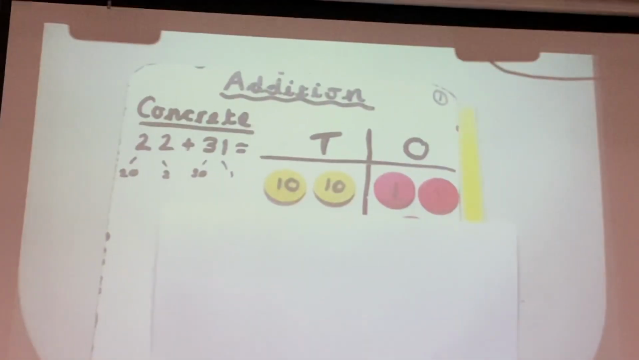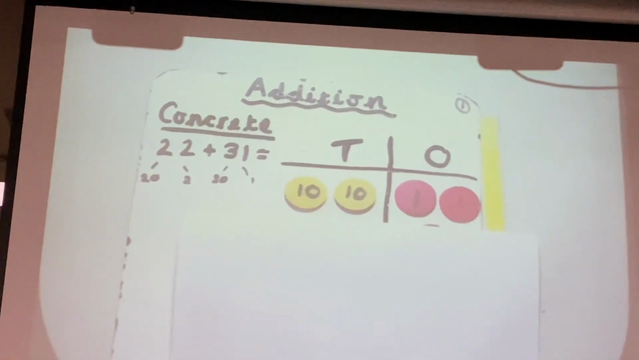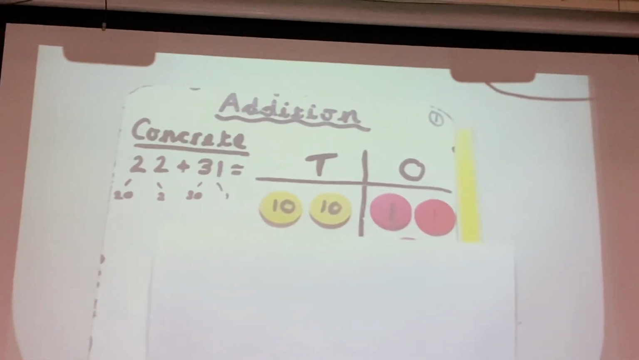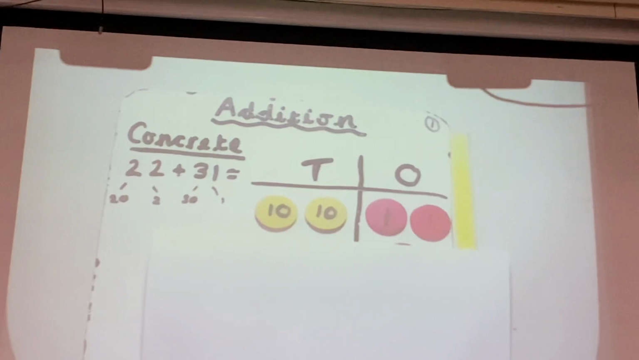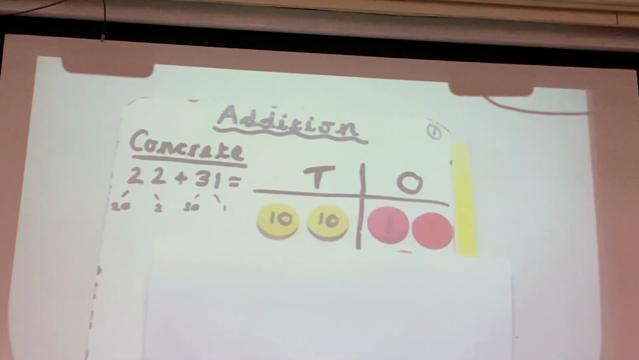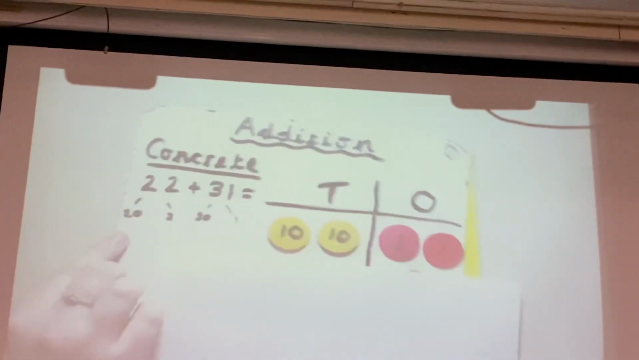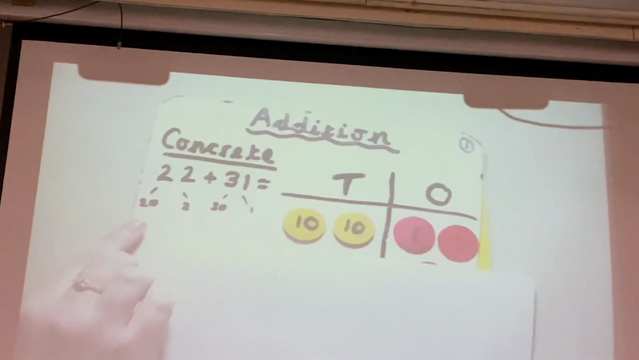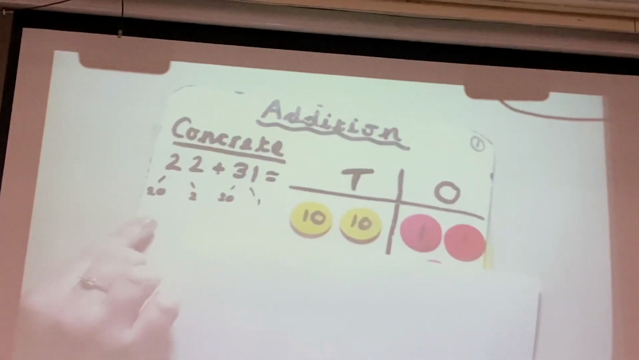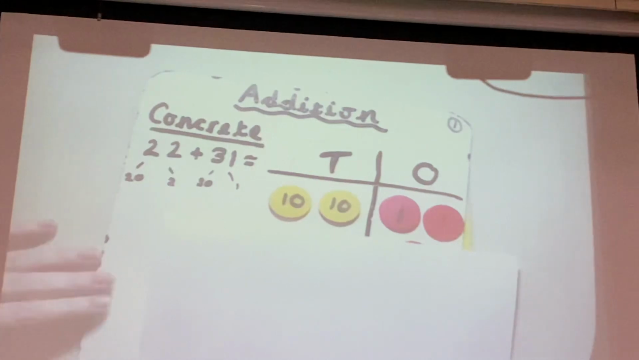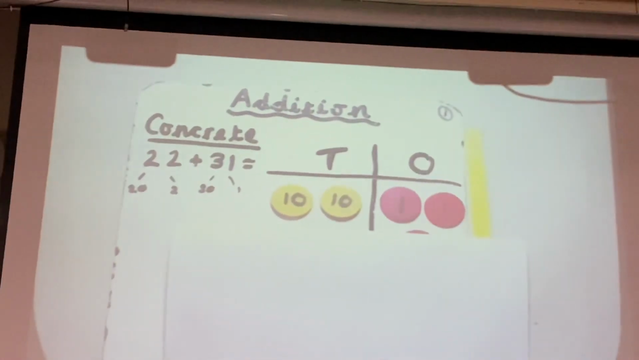Let us start with concrete addition in year 2. I've started with the 2-digit plus 2-digit number. At the beginning of year 2, we focus quite heavily on place value, so they have an understanding of what 2-digit numbers are made up of. So I just put a little example here of 22, which breaks down as 20 and 2, and 31, 30 add 1. Here is an example of a place value mat.